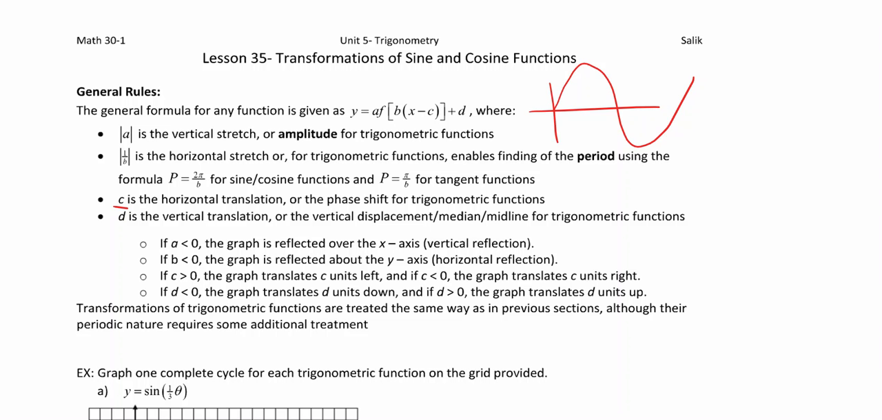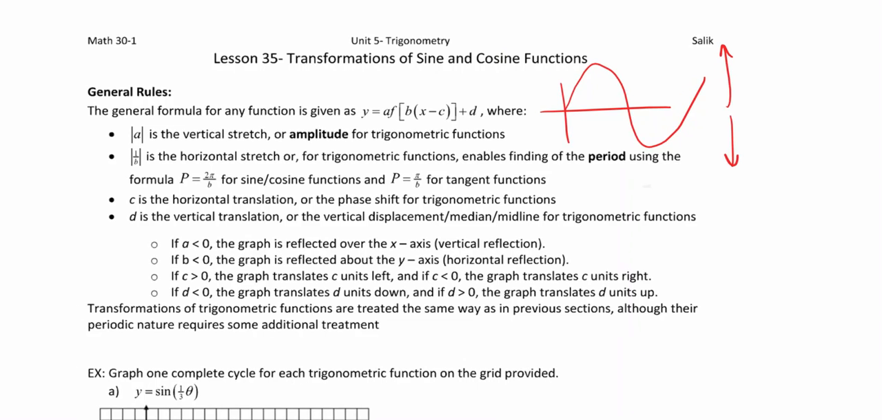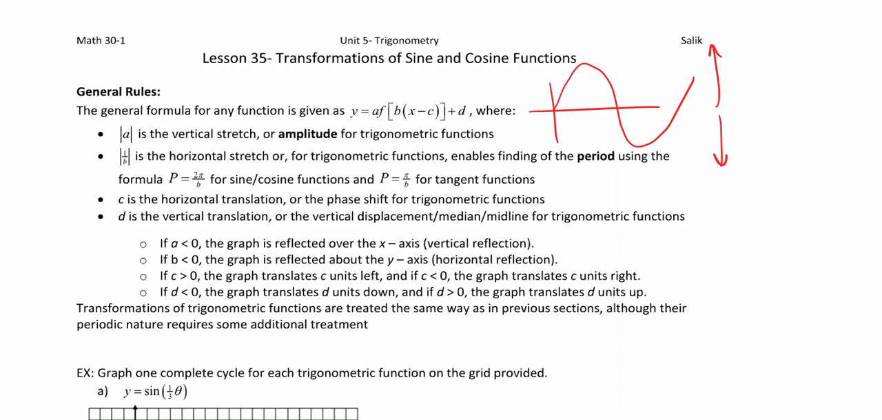Now the new stuff I didn't talk about in the last lesson: our C value is going to be your horizontal translation, or phase shift, as it's typically called when we're talking about sinusoidal functions. And your D value is your vertical translation, so that is going to move the whole graph up or down. It's actually just moving the midline up or down, the whole graph.